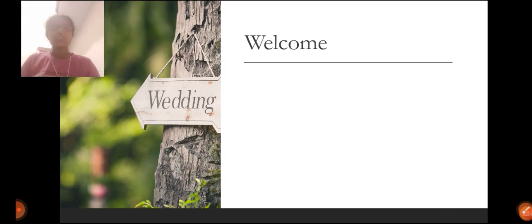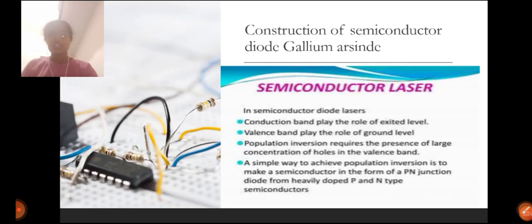Hi, hello. Today in this video, we discuss the construction and working of the semiconductor laser. First of all, what is the meaning of semiconductor laser? A semiconductor laser is another type of laser with a wide variety of applications. The efficiency of this laser is very high. Semiconductor laser material has two properties: one is direct band gap semiconductor and the second is indirect band gap semiconductor.